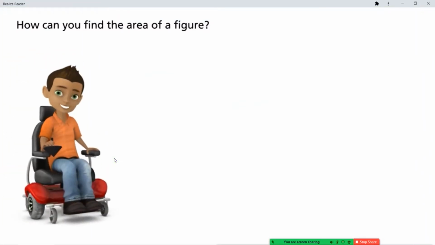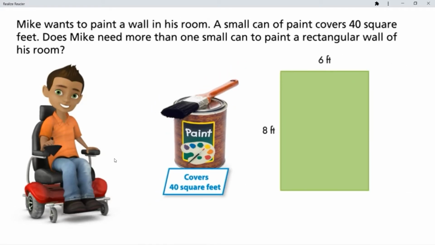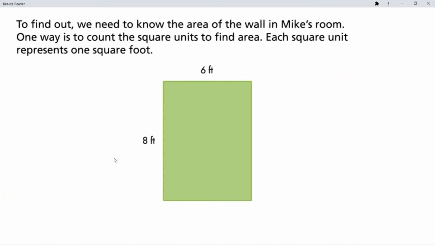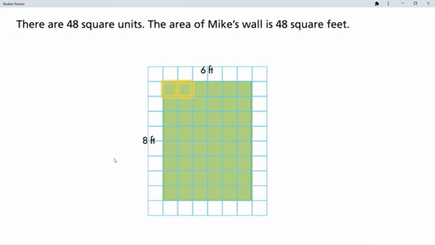How can you find the area of a figure? Mike wants to paint a wall in his room. A small can of paint covers 40 square feet. Does Mike need more than one small can to paint a rectangular wall of his room? To find out, we need to know the area of the wall in Mike's room. One way is to count the square units to find area. Each square unit represents 1 square foot. There are 48 square units. The area of Mike's wall is 48 square feet.